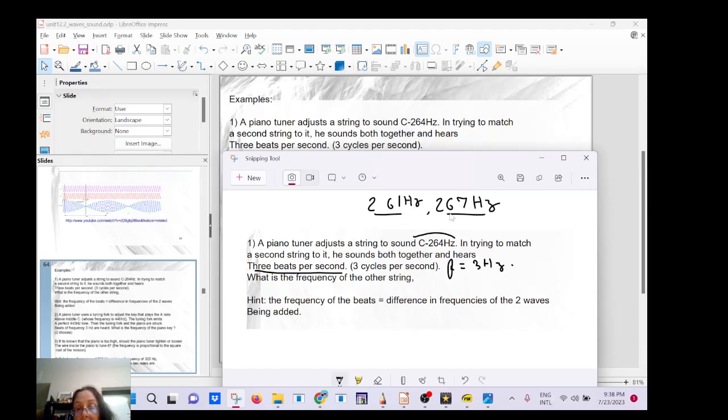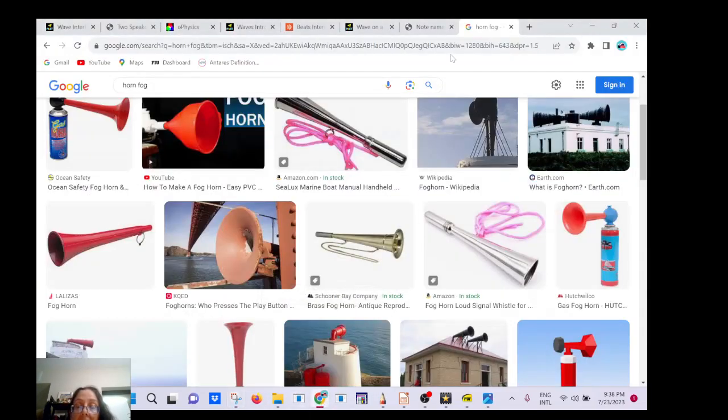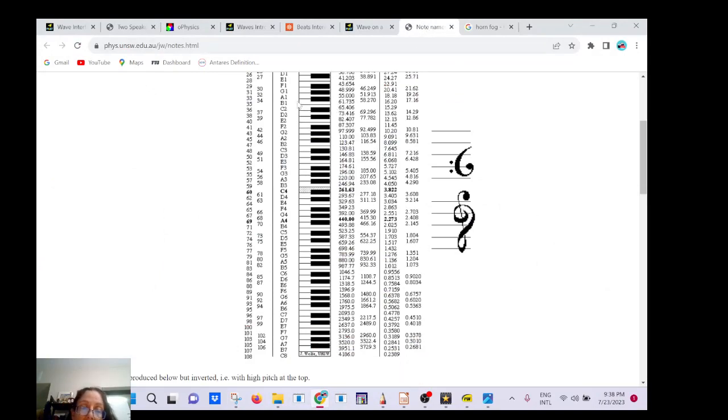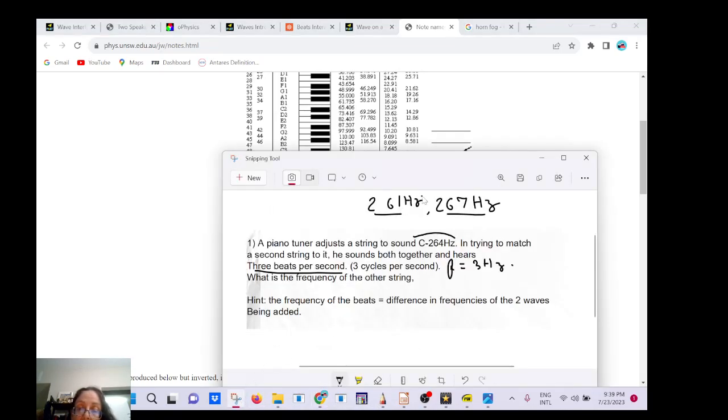261 or 267. But if you look at the piano, you have a lot of frequencies available for a piano. So middle A, 440 hertz, that's what they use for tuning. And then you have here what's called the middle C. So you see here, it's around 261. There is no 267 here, so it's probably 261 hertz.